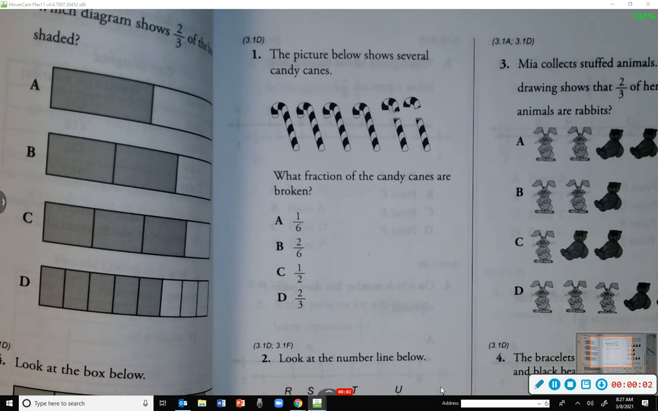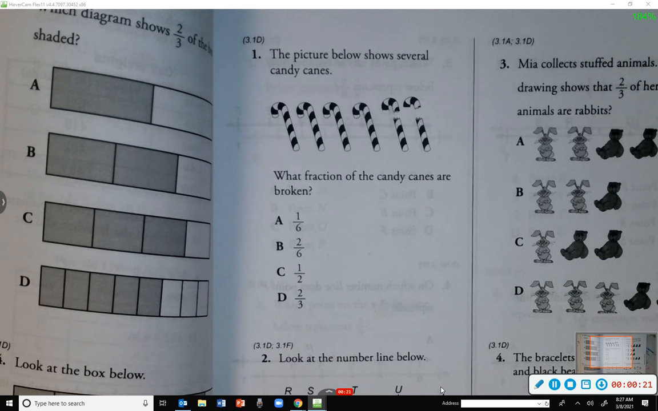Okay, today's Monday, March 8th, and we are doing page 19 in our STAAR Master book for our warm-up. So starting with number 1, it says the picture below shows several candy canes. What fraction of the candy canes are broken?